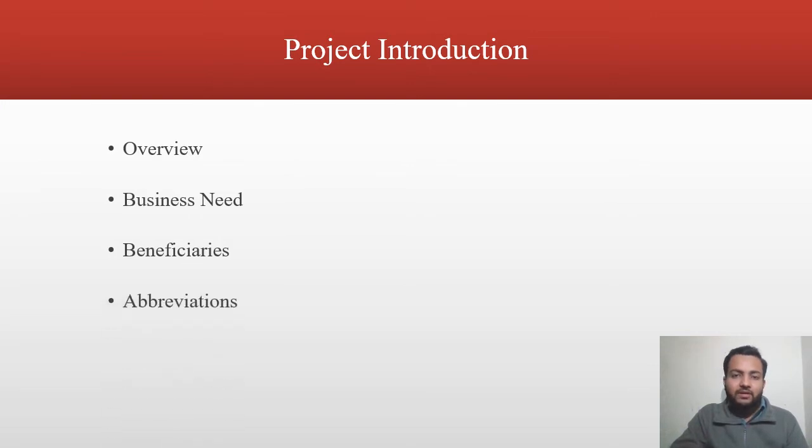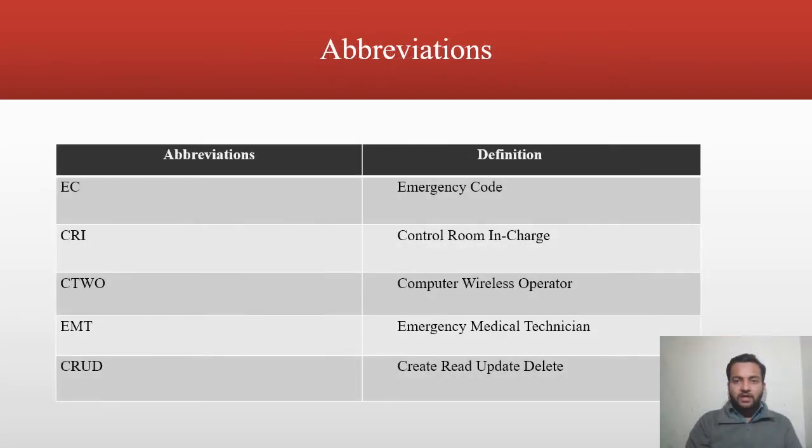Before moving forward, let me introduce you to some of the abbreviations used in this project. As you can see, EC stands for Emergency Code, CRI stands for Control Room In-charge. Similarly, CTWO stands for Computer Wireless Operator, EMT stands for Emergency Medical Technician, and CRUD stands for Create, Read, Update, and Delete operations.